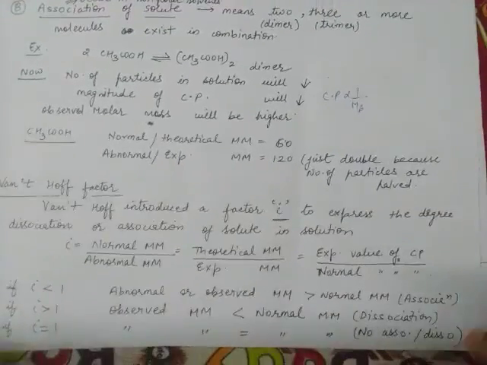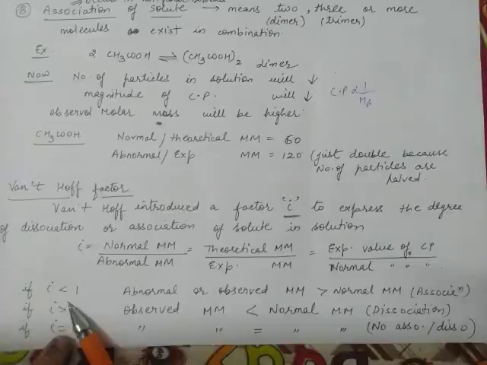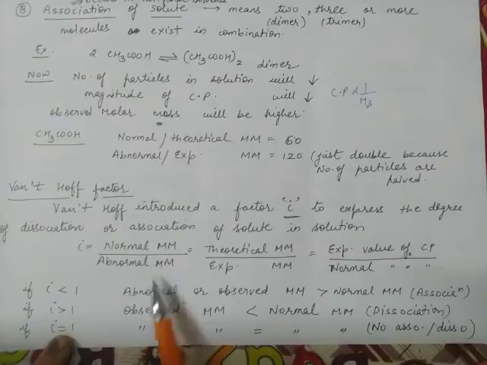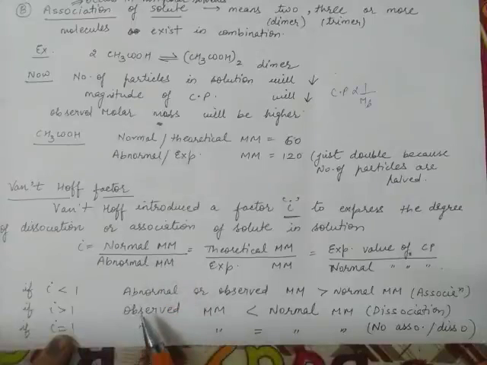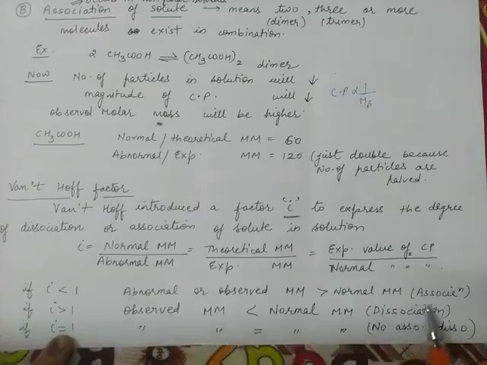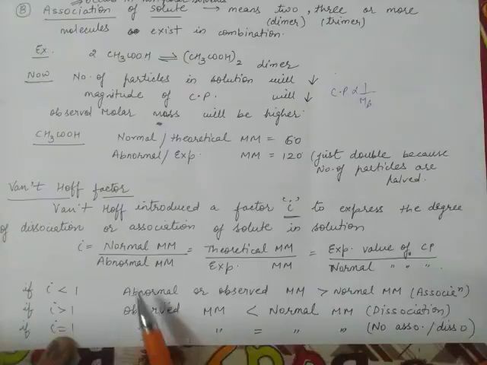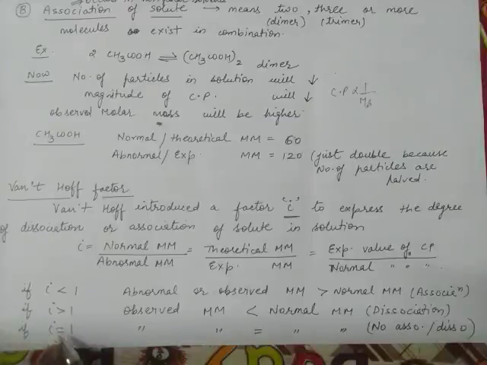If i is less than 1, what is the meaning of less than 1? Less than 1 means abnormal molar mass is more and normal molar mass is less. So if abnormal is more, it is the case of association. If i is greater than 1, it means normal is more and abnormal is less. It is the case of dissociation. And if i is 1, it means normal and abnormal are both equal, so no association or dissociation is there. So this is the concept of the Van't Hoff factor.